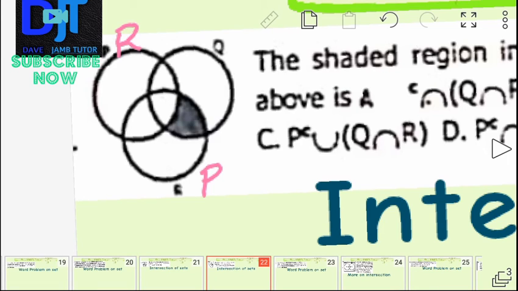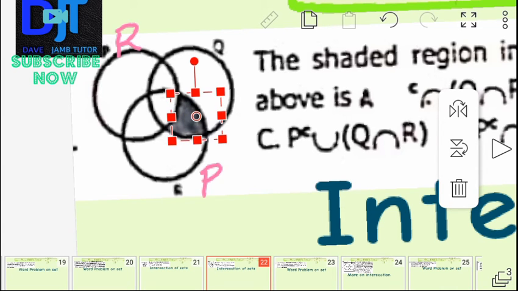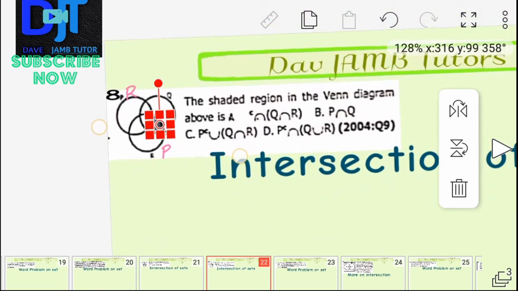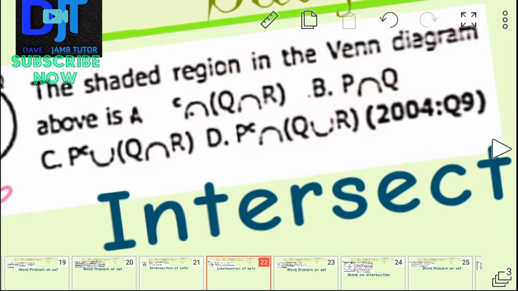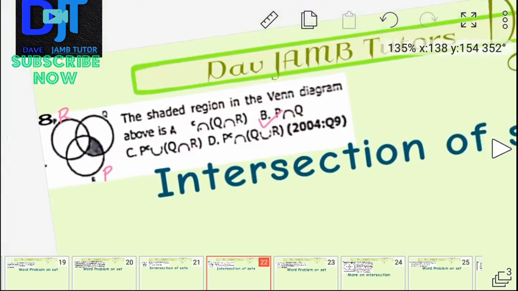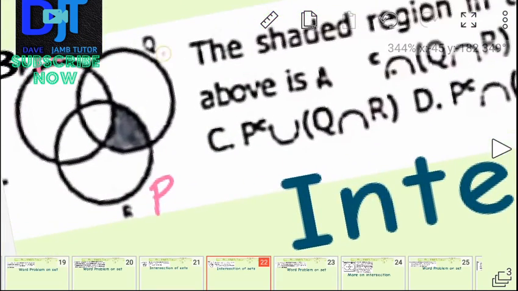As I had said earlier, we know that this is Q intersect P. They said the shaded region in the diagram above is. We already know our answer. We know that our answer is B, so let's just mark that. We know that our answer is B because this is Q and this is P, and we know that Q intersect P is this point. And that is our answer.